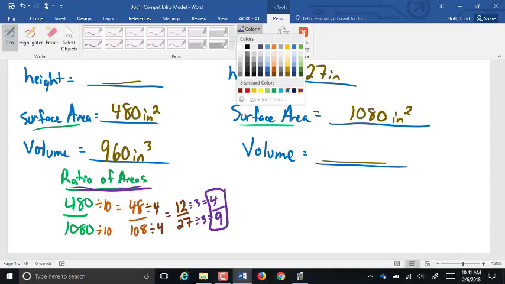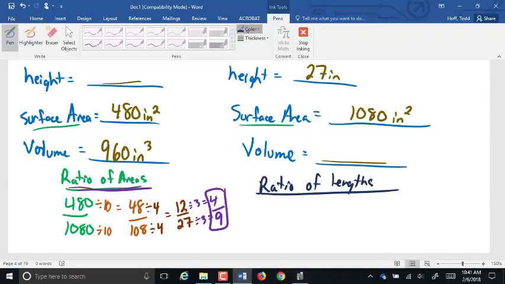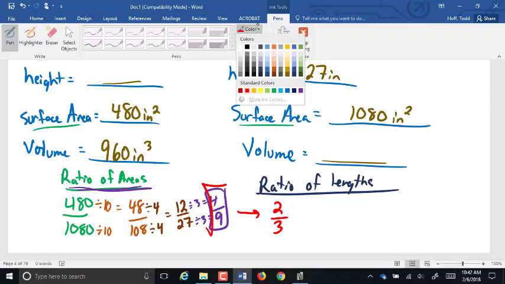Let's find the ratio of lengths next from that. How would I find the ratio of lengths from a ratio of areas? If I had the ratio of lengths, how would I get to the ratio of areas? I would square it. So going the other way, I square root. Exactly. Just like doing a square, when I do a square root, I can do the numerator and denominator separately. What's the square root of 4? 2. And what's the square root of 9? 3. So our ratio of lengths is going to be 2 to 3.